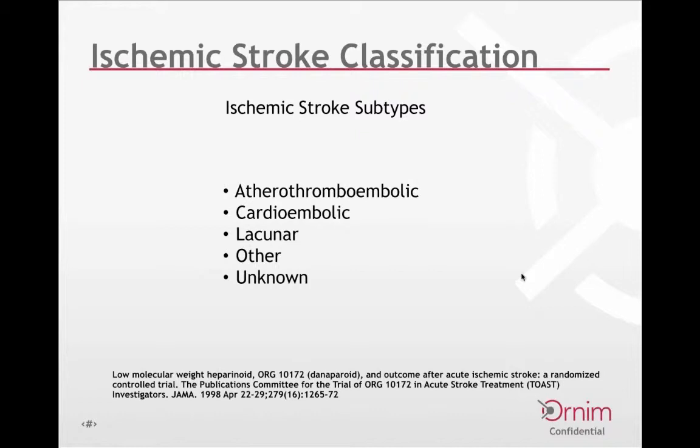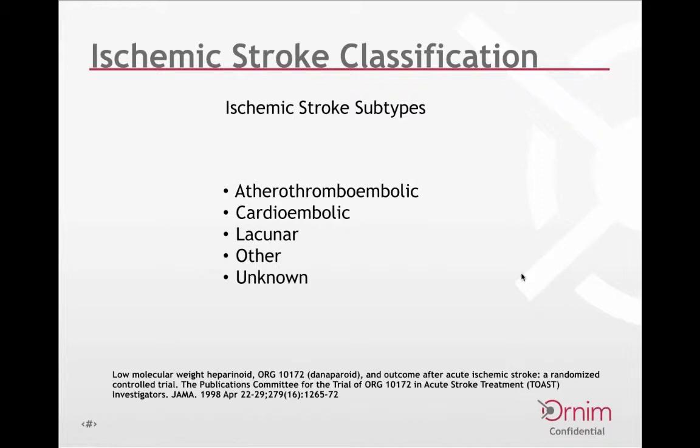I think it's useful to review this because ischemic infarctions come in a variety of different flavors, if you will, and largely due to their etiology. This particular classification comes from the TOAST study, Trial of ORG 10172 in Acute Stroke Treatment, published in JAMA in 1998. This study was particularly focused on whether or not a novel low molecular weight anticoagulant would have clinical utility in reducing risk of stroke.